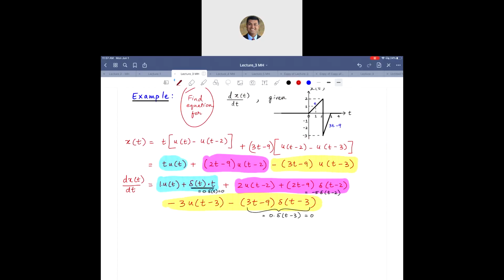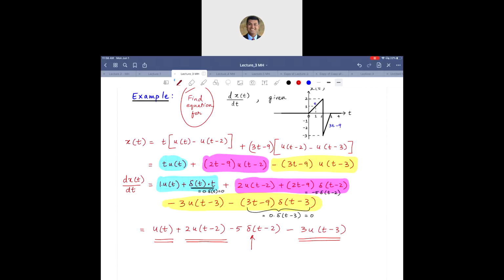All right. So I hope you guys were okay with those little simplifications there. Let's continue with our proof here. So u of t will be as is, 0 there, 2 u of t minus 2 is going to remain. What else? Minus 5 delta of t minus 2 remains. What else? Minus 3 u of t minus 3 remains. All right. And that's it. u of t plus 2 u of t minus 2 minus 3 u of t minus 3, and then an impulse function with a weight of negative 5 at 2.